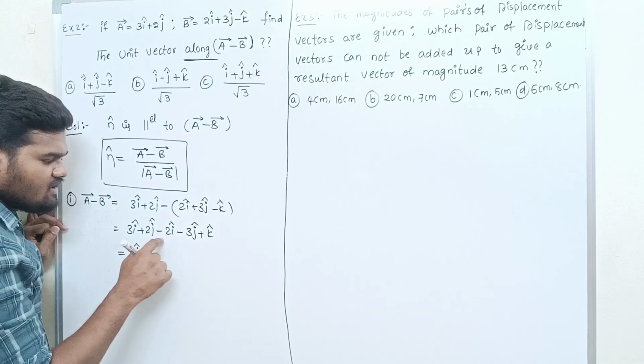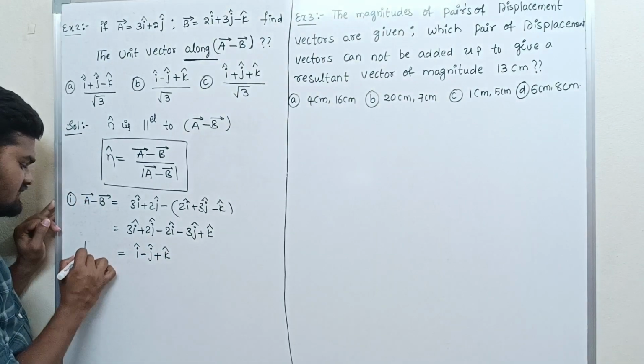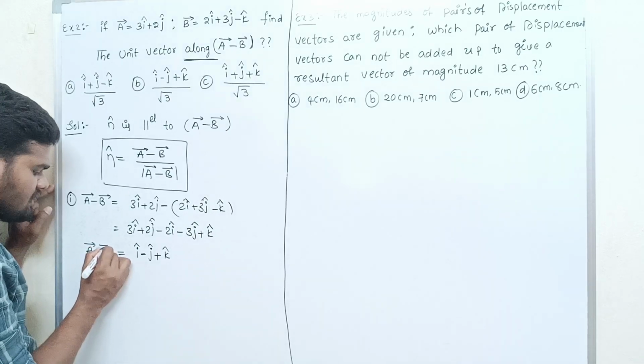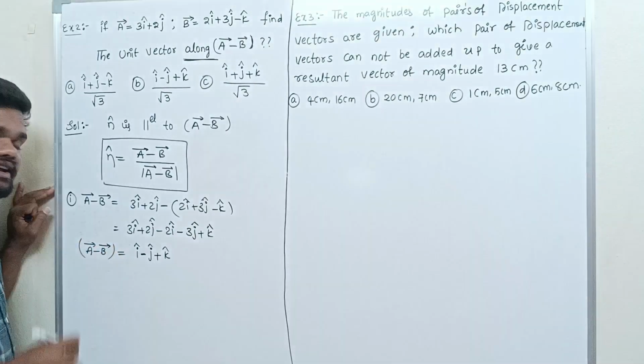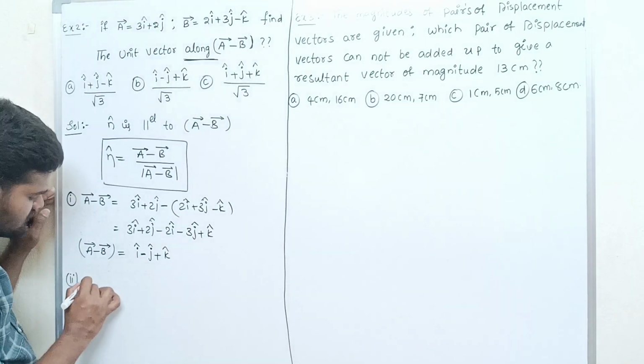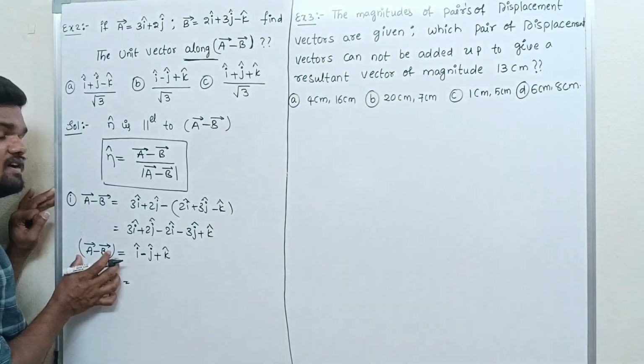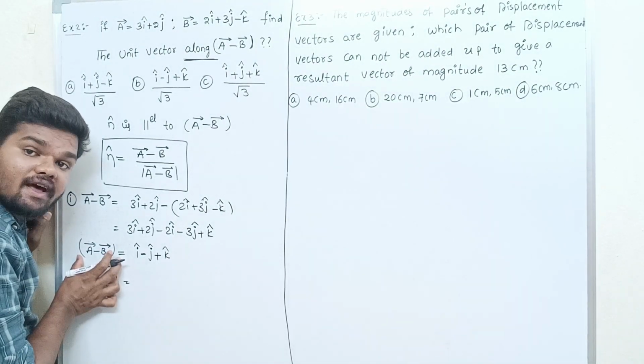Okay, so here no k term is there, here we have plus k cap. So what is this? A bar minus b bar. The value of a bar minus b bar. What we have to find? Again we have to find the magnitude of a bar minus b bar. How to find the magnitude of a bar and b bar?